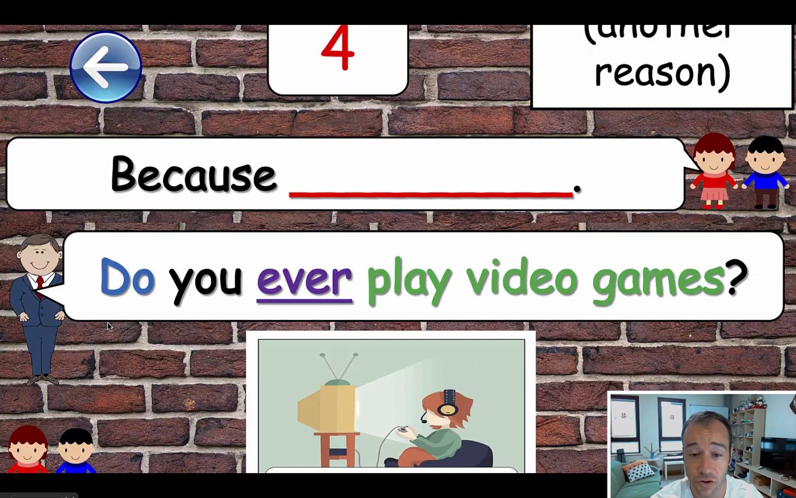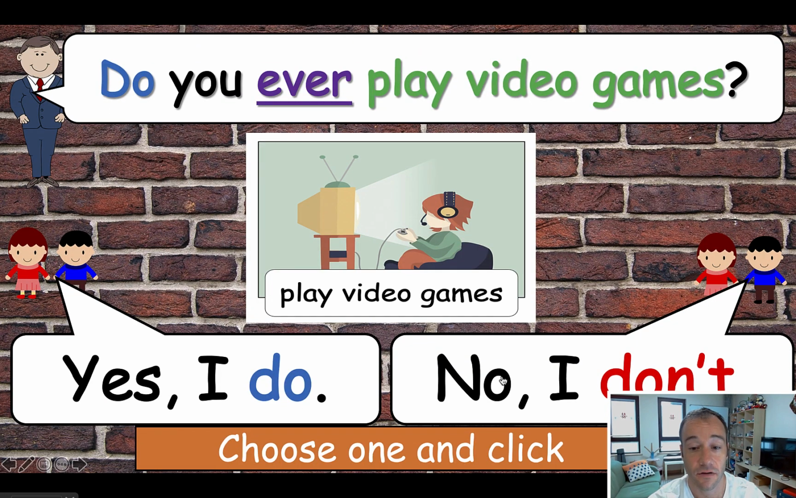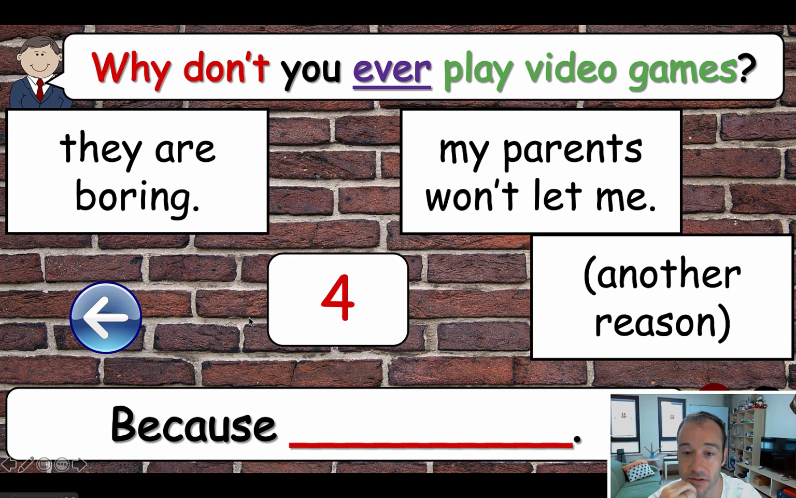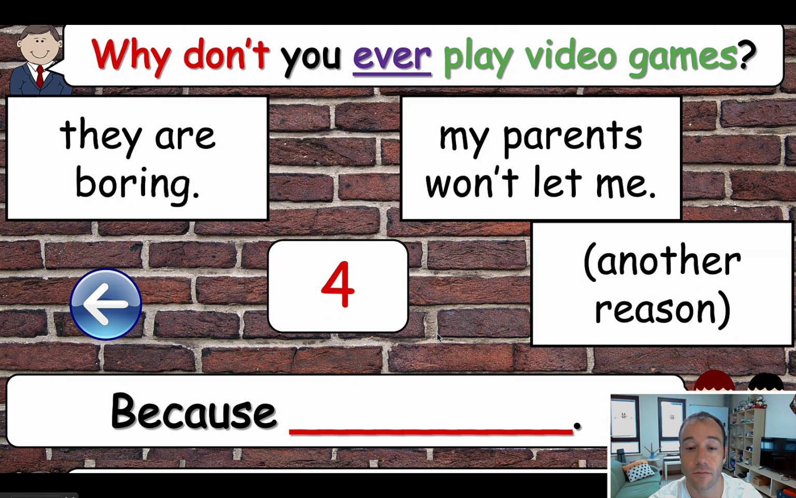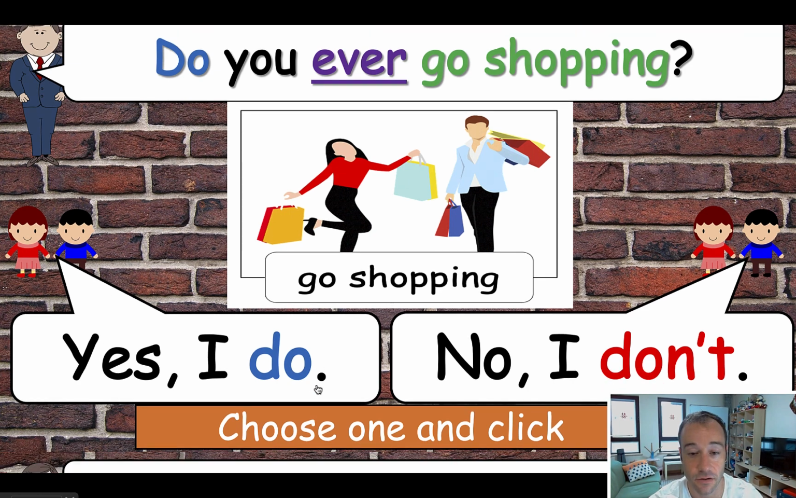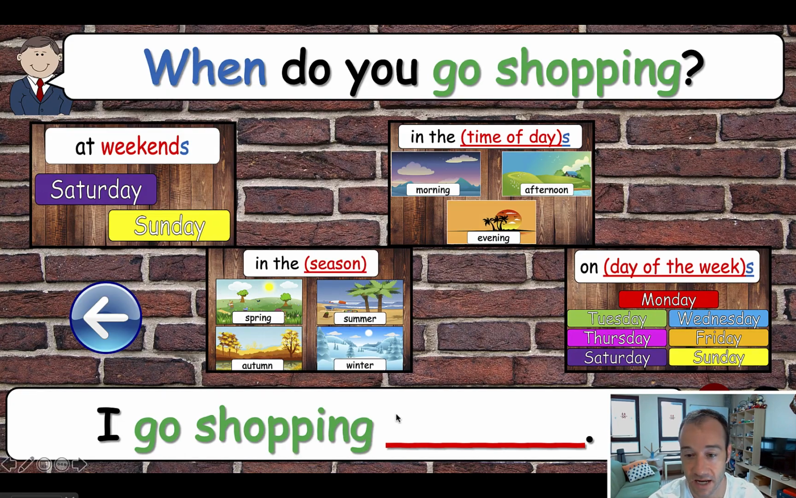Okay? And you can stay on this with all the teams if you want, or after one team or two teams do it, you could then click and move to the next question. Do you ever go shopping? Okay? Again, same thing. They can say, yes, I do, in which case it takes them to pretty much the same kind of slide, right? And they can get points.